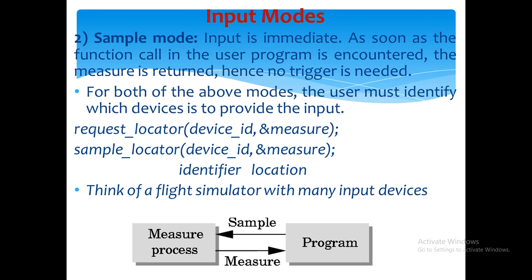Example: think of a flight simulator, which may have many input devices. If you are simulating a flight, there may be n number of input devices. In that situation, the flight cannot wait for somebody to press some key. Because if somebody has gone for a cup of tea, and you don't press enter, then the flight may crash. That's why in such situations, definitely they will not go for request mode. Definitely they will go for sample mode. The measure is coming continuously, and then you request a sample. This is what sample mode.